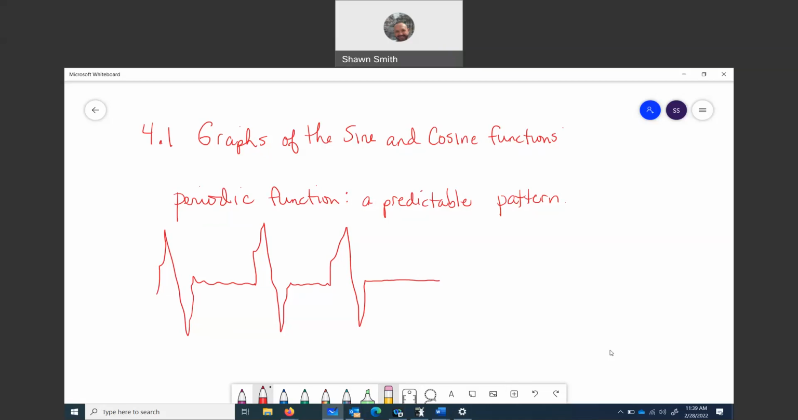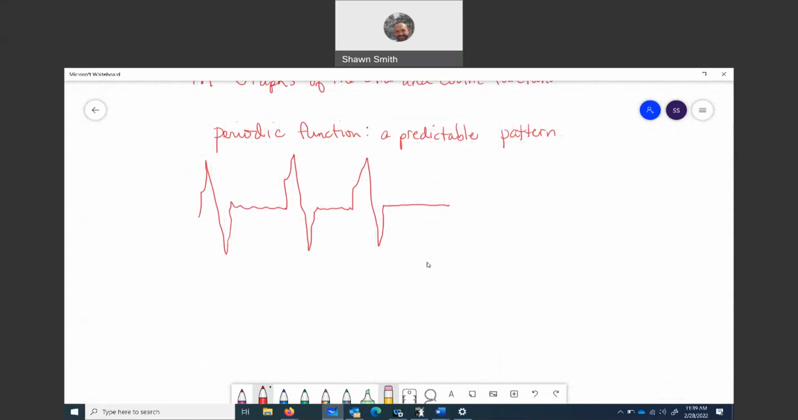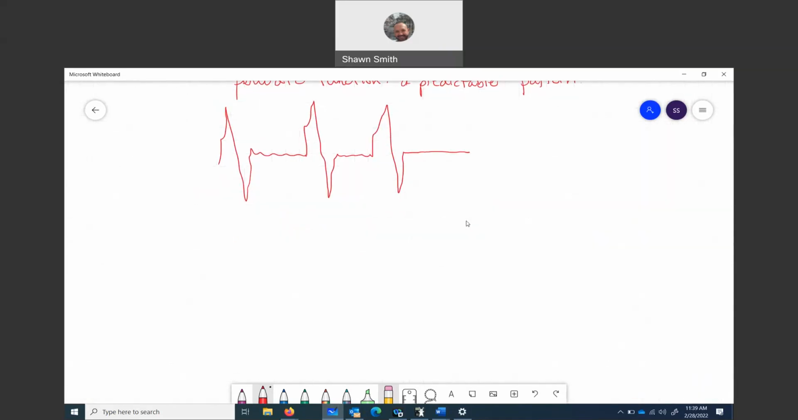All right, so our sine and cosine graphs are periodic. We're going to see how they have a shape, not like this one, but a repeating shape over and over. So let's look at this basic function, sine x. So the sine function, f of x is equal to sine x.